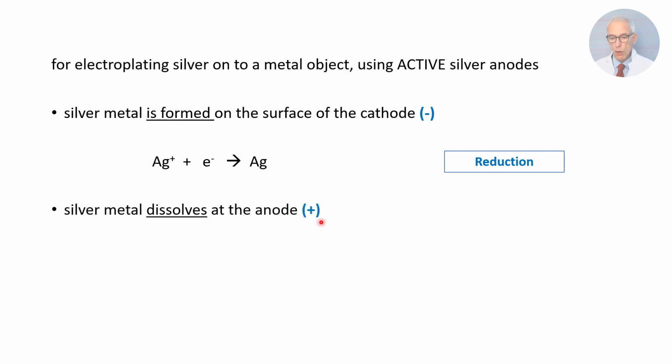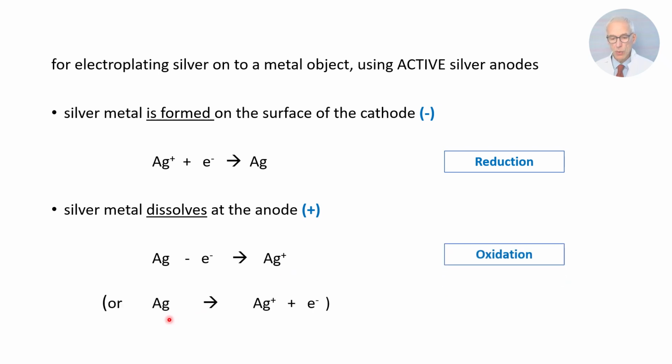Silver metal dissolves at the anode. Can you write the relevant half equation? Stop, restart. Okay, so silver loses an electron to form silver plus ions. That, of course, is oxidation. We may write that equation with a positive number of electrons on the right-hand side. Both equations or half equations express the loss of electrons by silver.